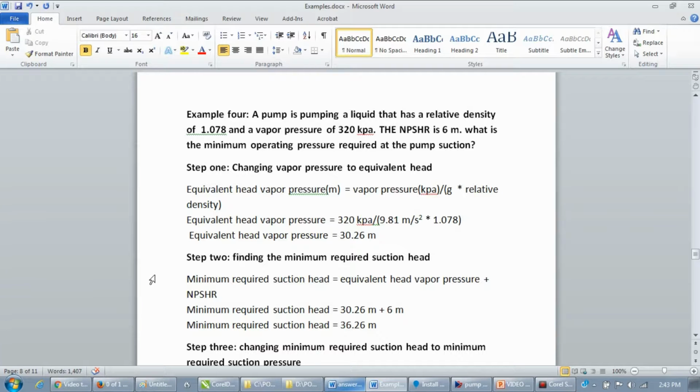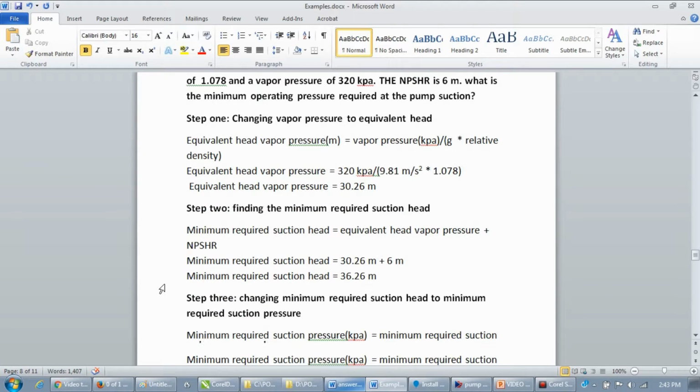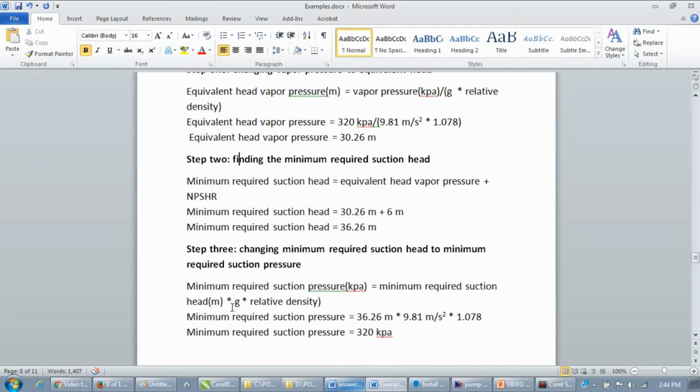Step 2. Find the minimum required suction head. The minimum required suction head equals the equivalent head of the vapor pressure plus the net positive suction head required. Minimum required suction head equals 30.26 meters plus 6 meters. The minimum required suction head is 36.26 meters.